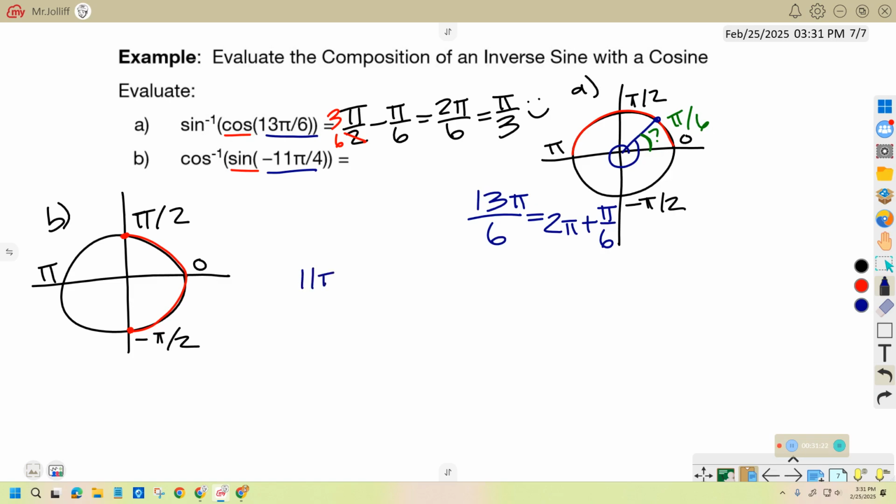So 11 pi over 4. 8 pi over 4 is 2 pi, so I know there is a 2 pi in here. 11 minus 8 is 3. I have 3 pi over 4 floating around. I'm ignoring the minus sign. I just know when I graph it, I go backwards. Right now, I just want to know how much I'm going backwards.